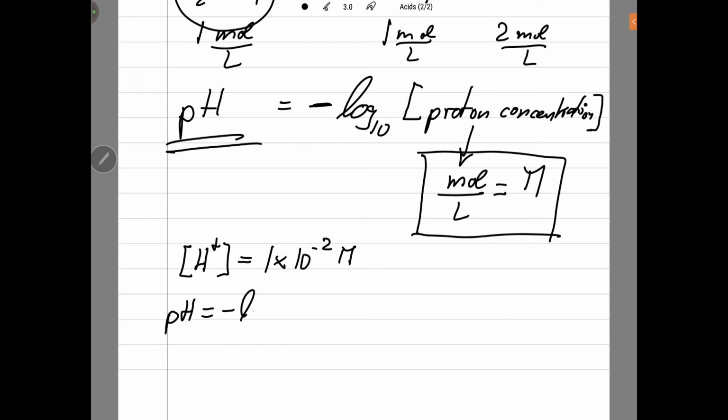So let's put that in. pH equals minus log of 1 times 10 to the minus 2. We don't write the M because your calculator just simply can't deal with log and text. So pH is always without a unit, because the assumption is that it has been derived from mole per liter. Log of 1 times 10 to the minus 2 gives you negative 2. Minus times minus gives you therefore a pH of 2. Okay? Very easy.